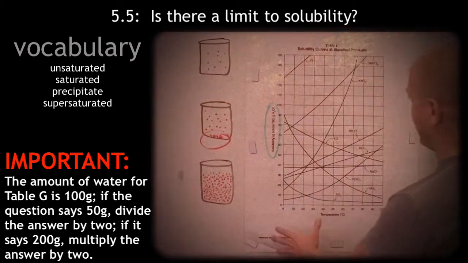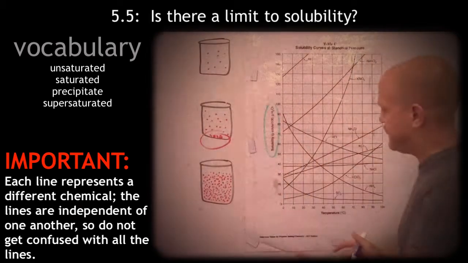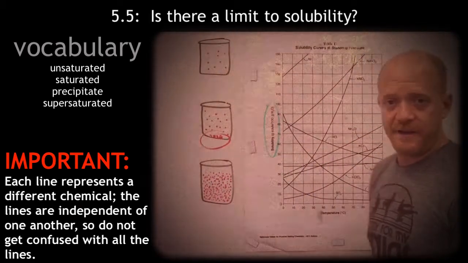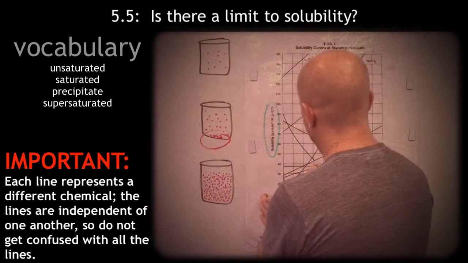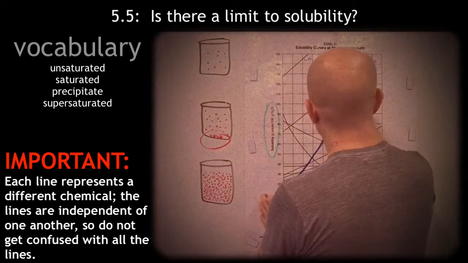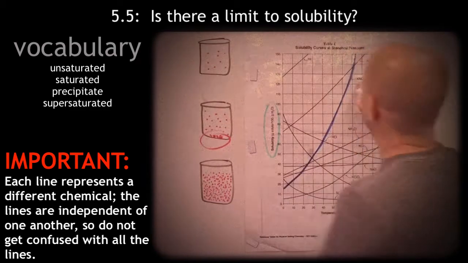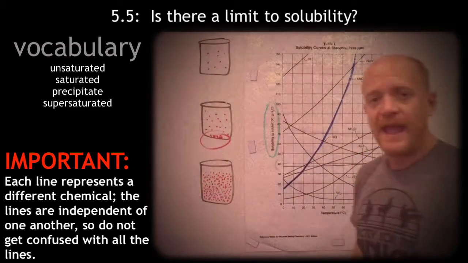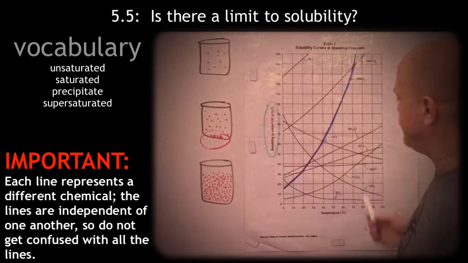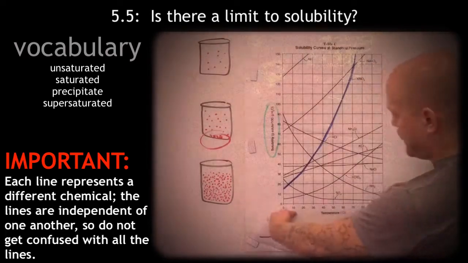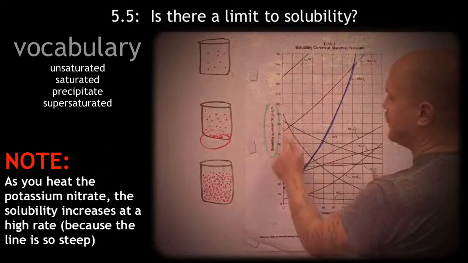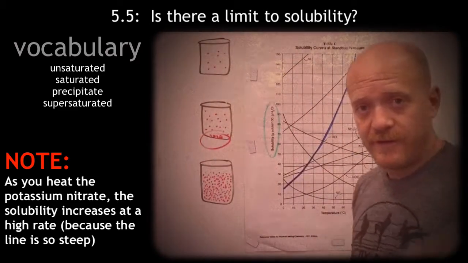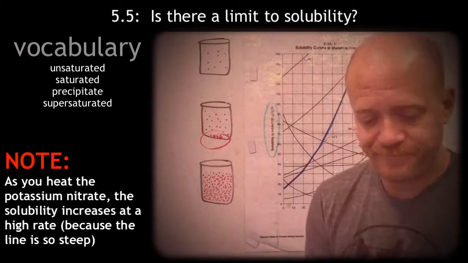Now, let's look at this graph. This graph is a little bit confusing, but there's a lot of information on here. And all I'm going to do is look at one value in particular, the numbers for potassium nitrate. And this is the solubility of potassium nitrate. So as you increase the temperature, you're increasing the amount of solute that can dissolve in 100 grams of water.